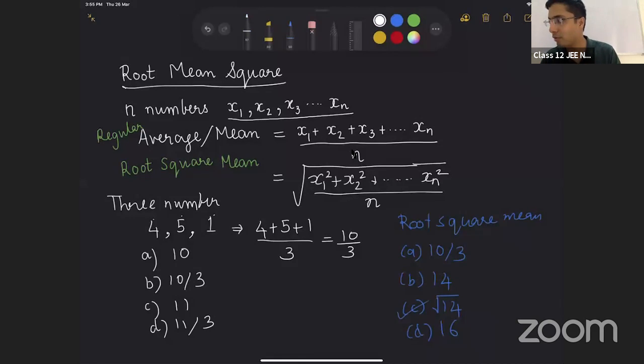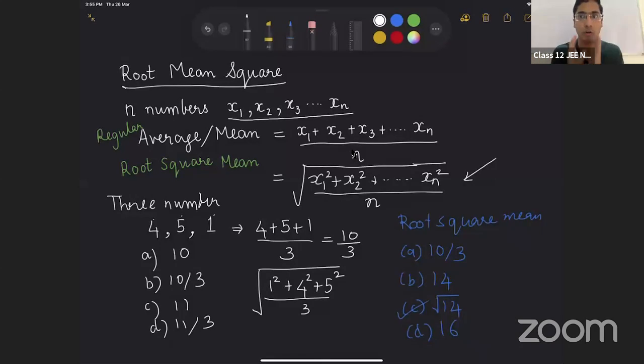How do you get the root square mean? You do 1 square plus 4 square plus 5 square upon 3. But don't forget to take the under root. If you don't take the under root, you will end up taking B, which is the wrong answer, because I've defined the root square mean as the square root of (x1 square plus x2 square plus xn square) by n. Don't forget the square root.